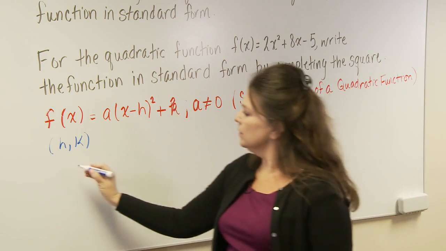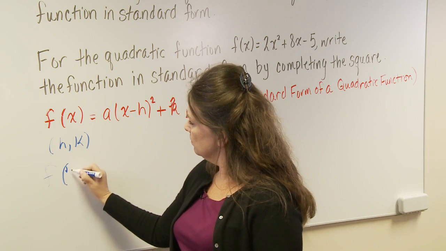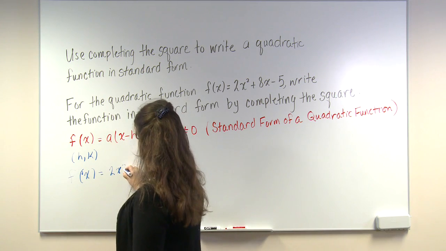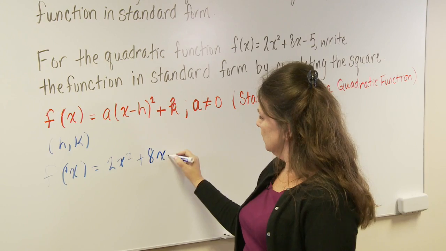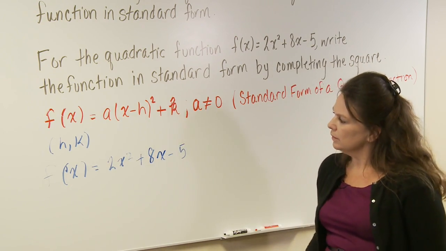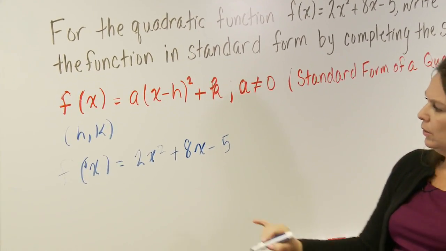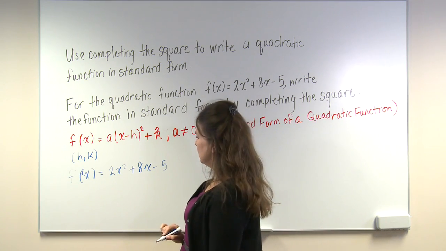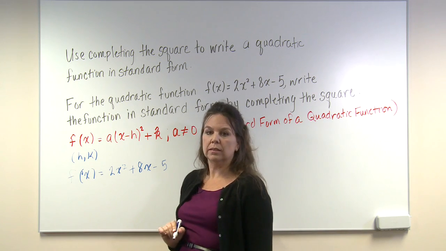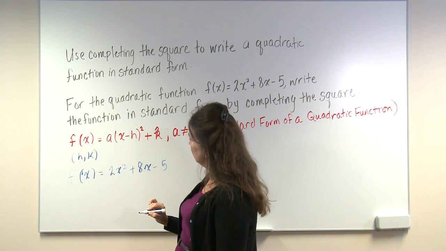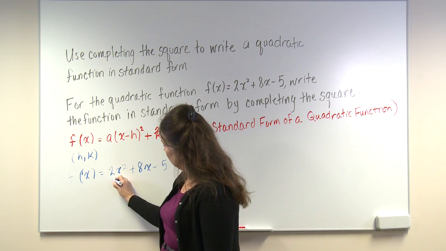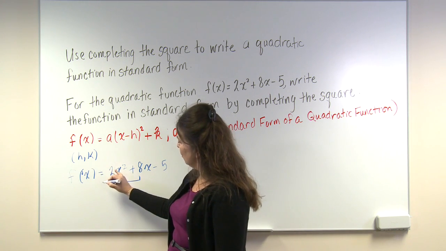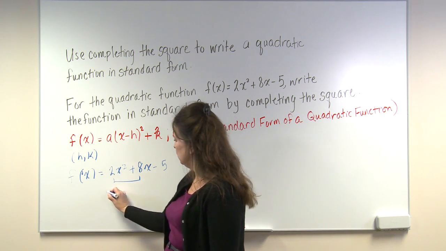Our function is f of x equals 2x squared plus 8x minus 5. So for this function, we want to look at the first term, and the leading coefficient of the first term is not 1. So we want to try to make it so we have just an x squared. In order to do so, I'm going to focus on these first two terms and take out this leading coefficient of 2.